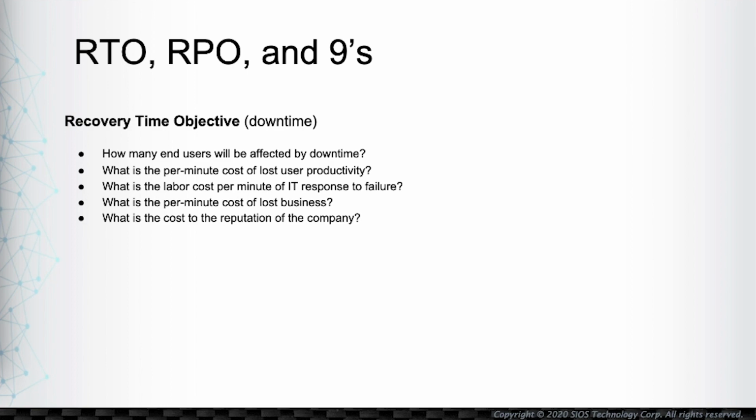So a couple of things here on the recovery time objective, the RTO. This is the amount of downtime, right? This is that left side of the scale we talked about. What are my objectives? What's the impact of downtime? How many users are impacted? Are they end users? Are they customers? What's the cost per minute?